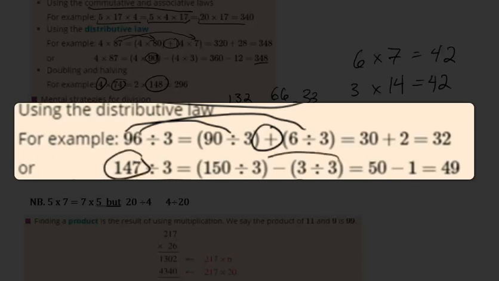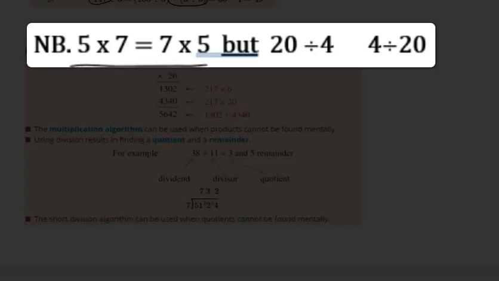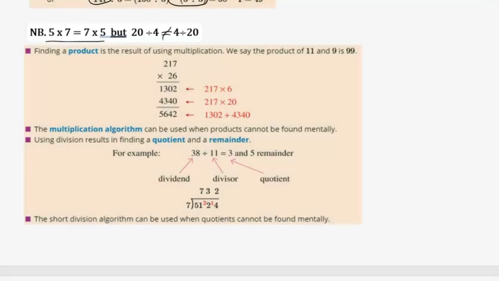But remember, those 3 have to be divided by 3 and taken off at the end, and we still get the same answer. So again, multiplication, you can switch them, but these are not equal: 20 divided by 4 and 4 divided by 20. So super important words here.